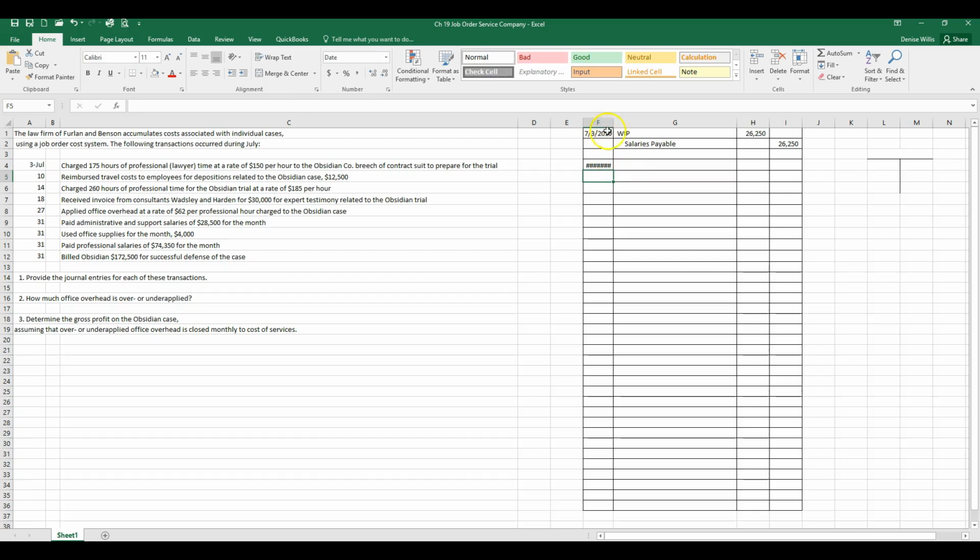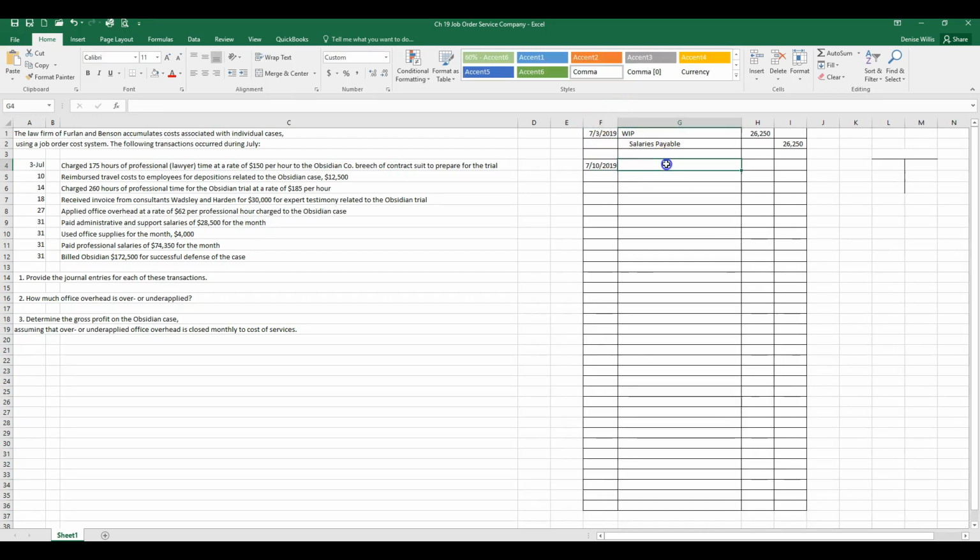Okay, it says we reimbursed travel costs to employees for depositions related to the Obsidian case in the amount of $12,500. This is a cost, again, that belongs to that case. So where are we going to put this cost? Work in process. Okay, and that is $12,500, just like they told us.